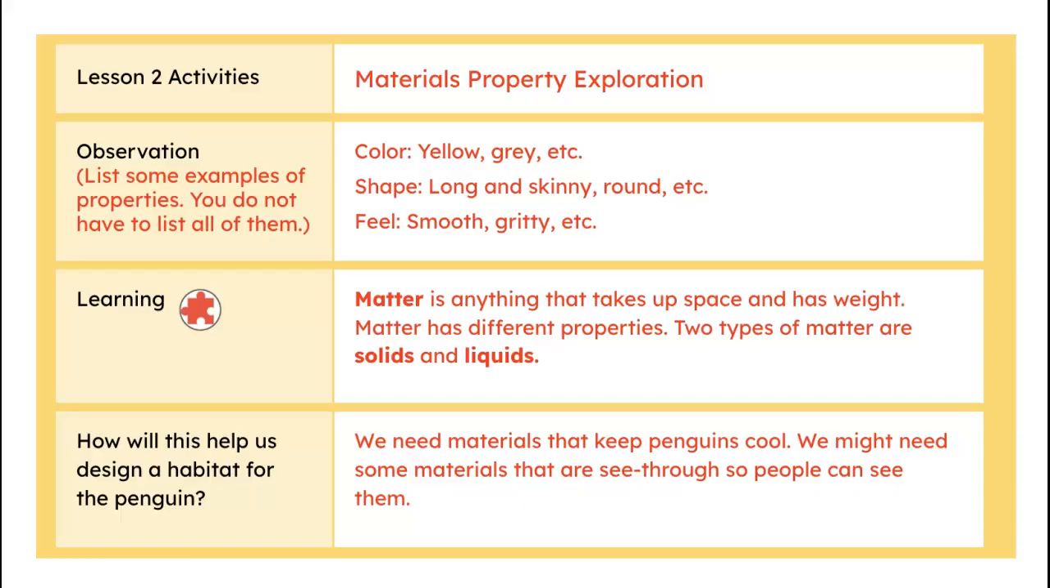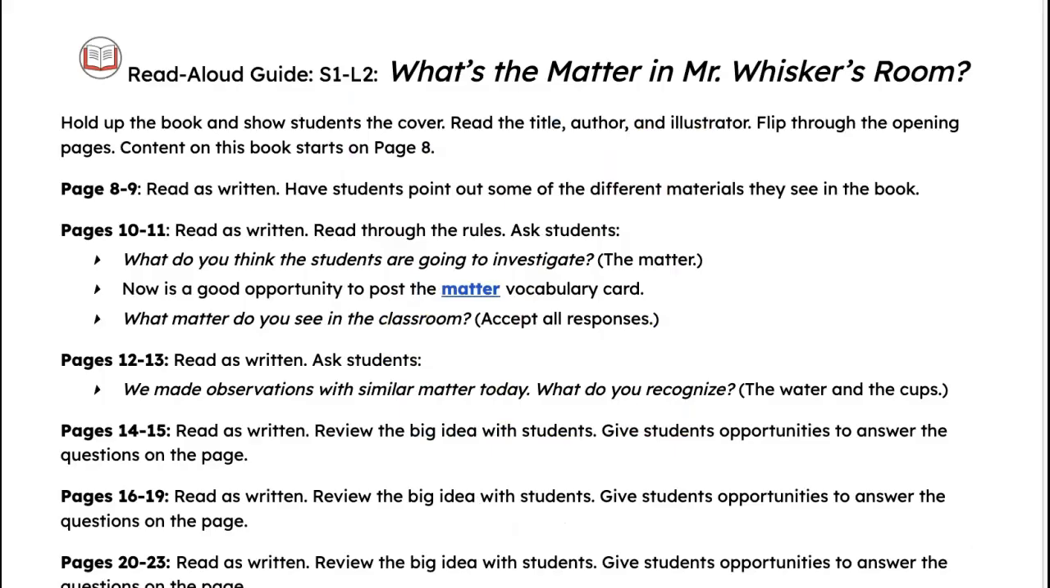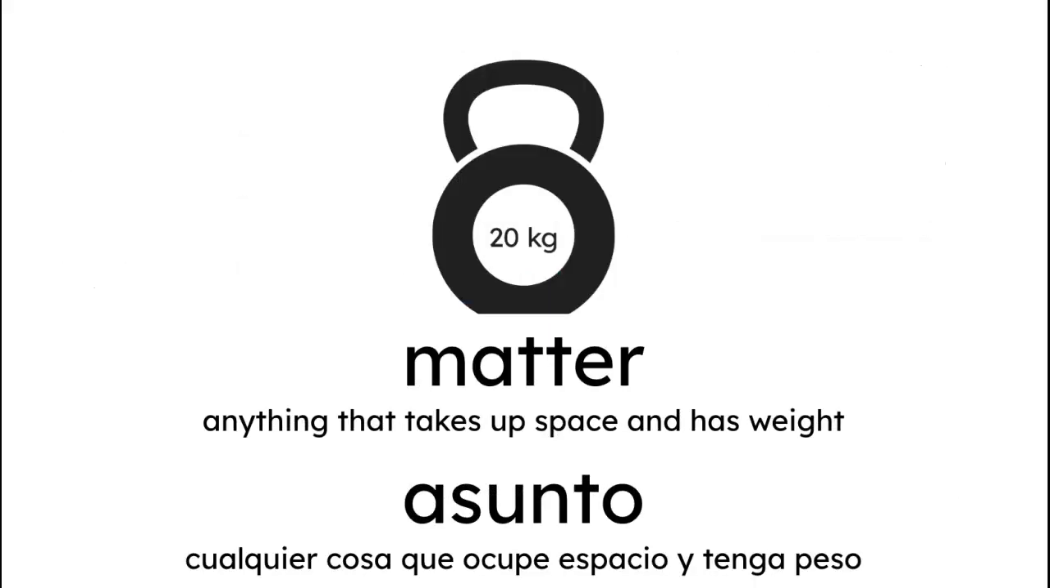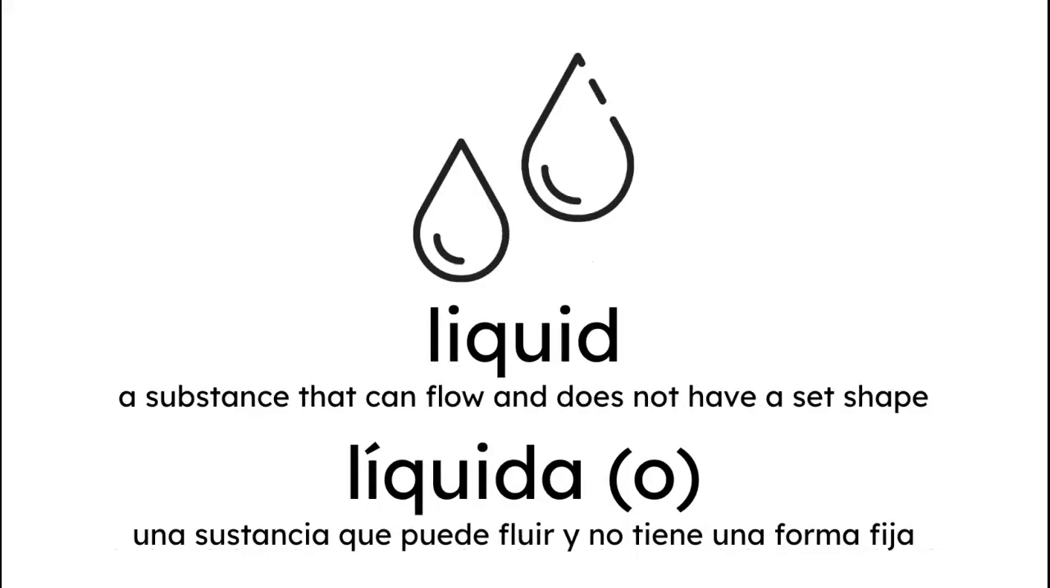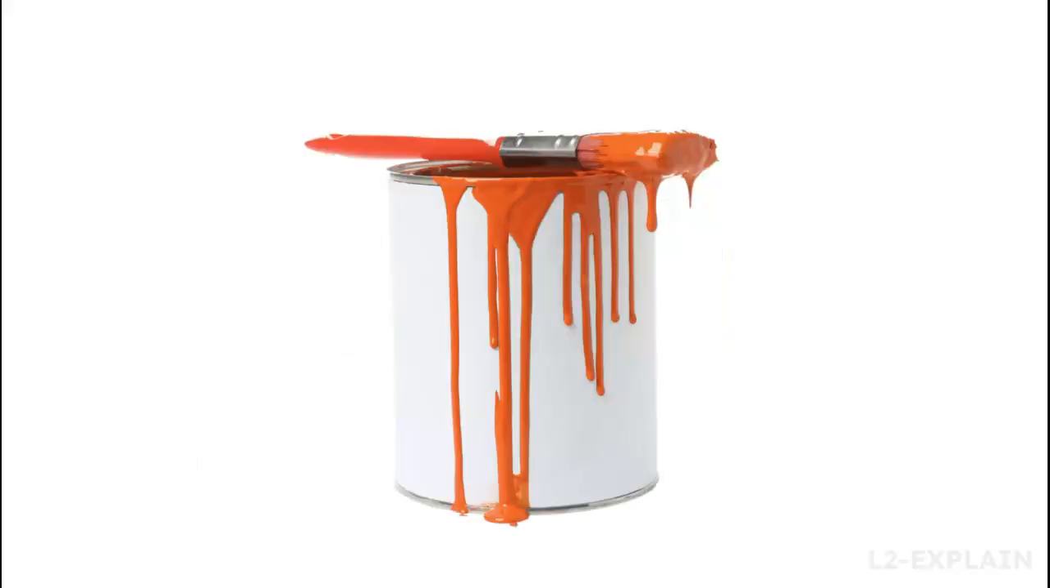By the end of the discussion, students should understand that we need materials that keep penguins cool. We might need some materials that are see-through so people can see the penguins in the exhibit. During the discussion, you'll read, What's the Matter in Mr. Whisker's Room? Be sure to use the Read Aloud Guide for discussion questions. You can also post and discuss the matter, solid, and liquid vocabulary cards. You'll also show students the images of solids and liquids.